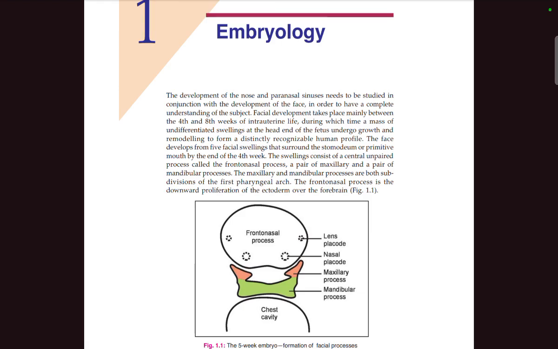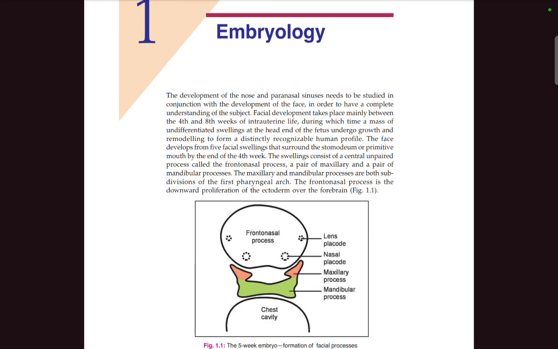Facial development takes place mainly between the 4th and 8th weeks of intrauterine life, during which time a mass of undifferentiated swelling at the head end of the fetus undergoes growth and remodeling to form a distinctly recognizable human profile. The face develops from 5 facial swellings that surround the stomodium or primitive mouth by the end of the 4th week.